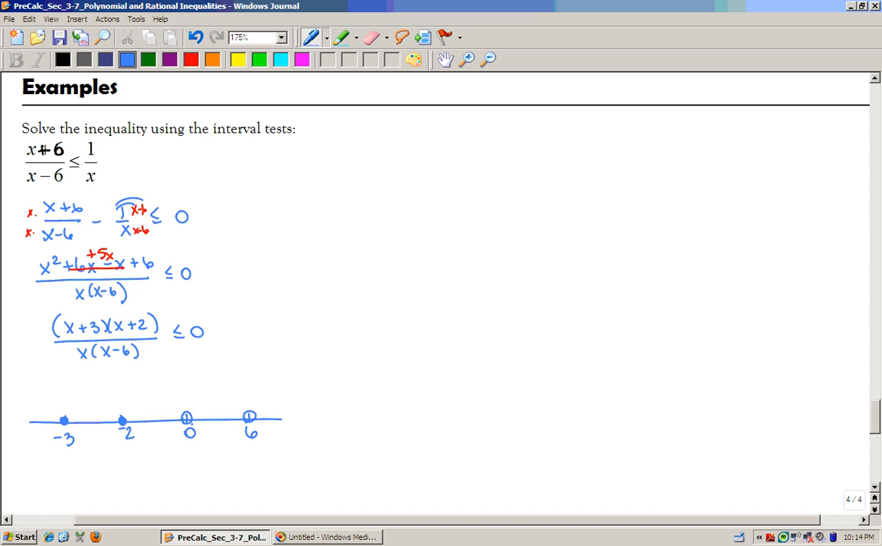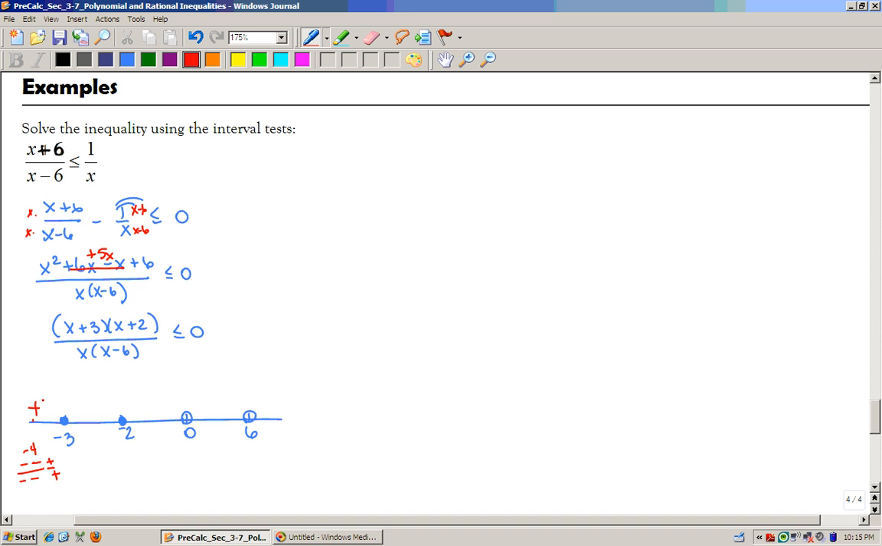So we're going to pick a test number. We start on the left side, to the left of -3, something like -4. All I'm going to do is look at the signs when I plug it into this function. -4 plus 3 is a negative number. -4 plus 2 is also a negative number. We divide that by -4, which is negative, and -4 minus 6 is also a negative number. So a negative times a negative is a positive, over a negative times a negative, which is a positive, and a positive divided by a positive is positive.